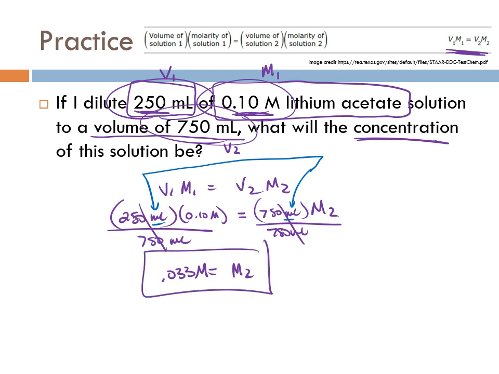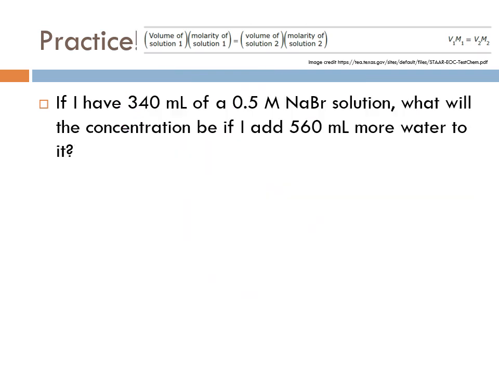Good? Good. All right, so go ahead and do this one in Edpuzzle. It's our last problem of the day. If you have 340 milliliters of 0.5 molar sodium bromide solution, what will be the concentration if we add 560 milliliters more water? So be careful with this one. This is not exactly V2 because we added more water to this volume. So think about what is your final volume and go ahead and solve V1M1 equals V2M2.